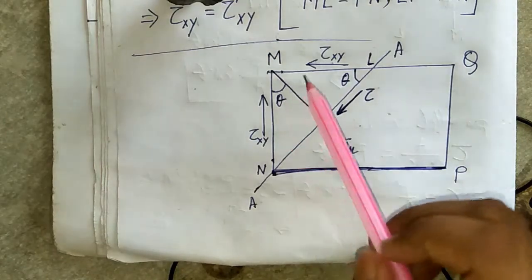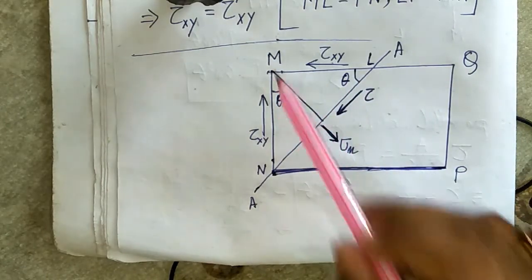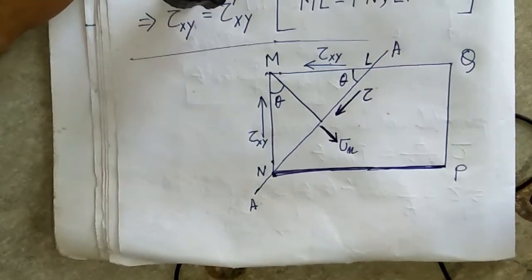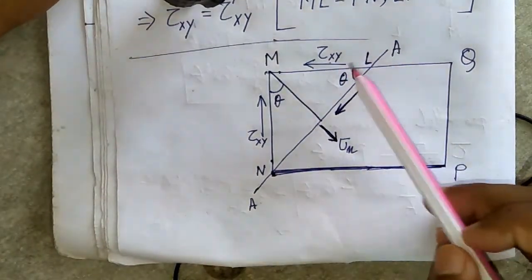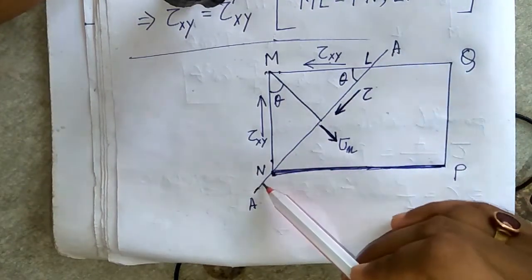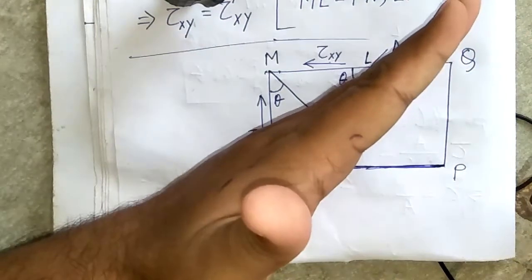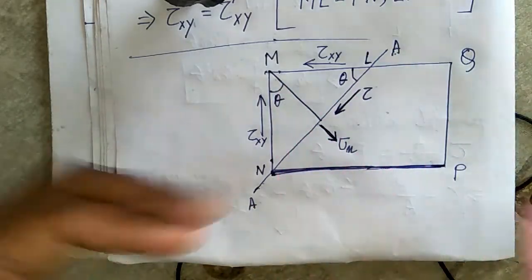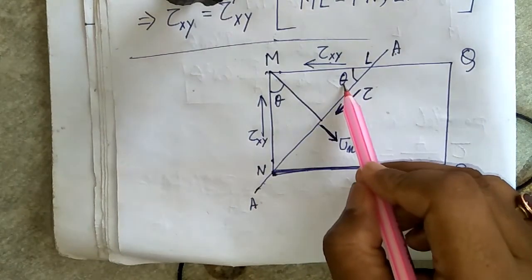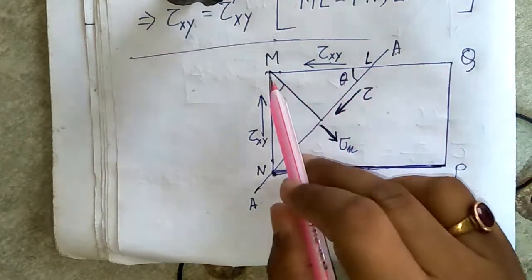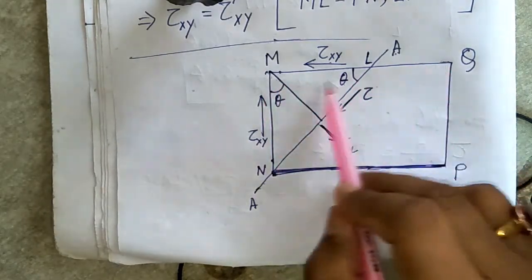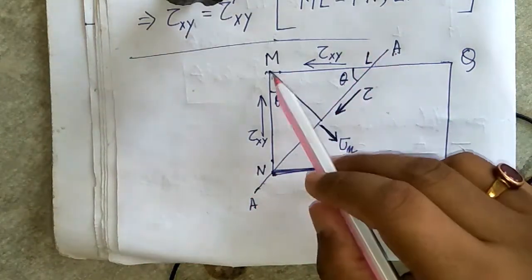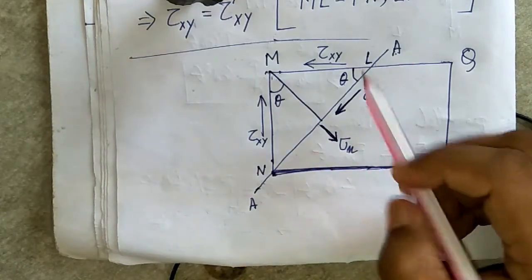In this situation, as you can see, MNPQ is a 2D block of height 1 unit. The cross-sectional plane AA cuts this rectangular block in this fashion, at an angle theta with the line MQ or ML. The AA plane is inclined at an angle theta with this ML.